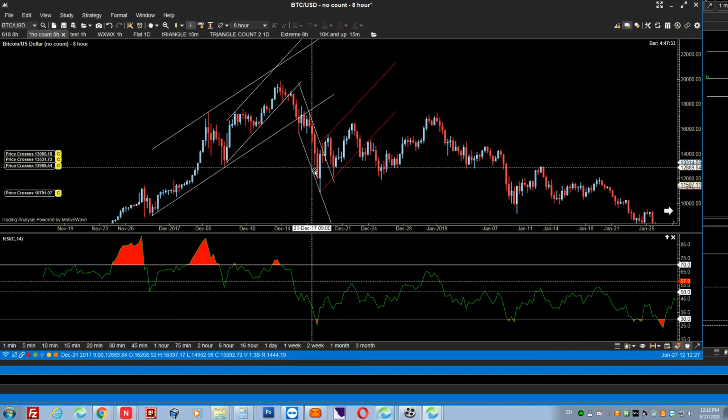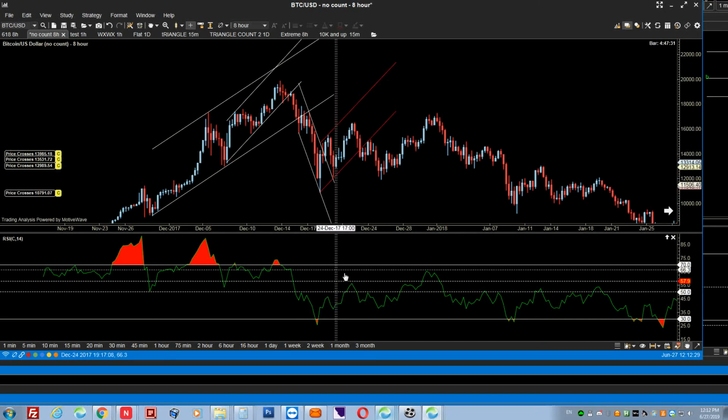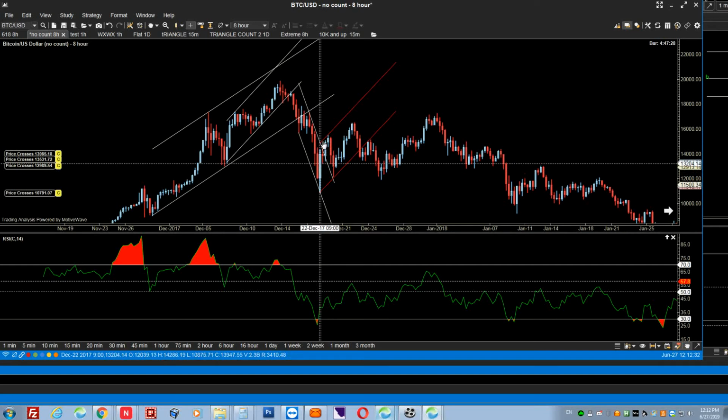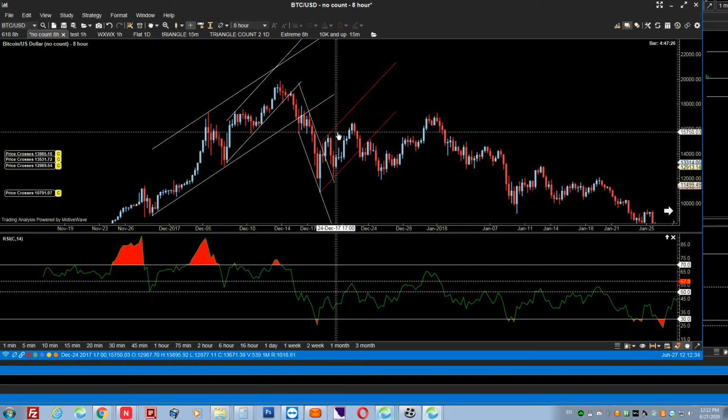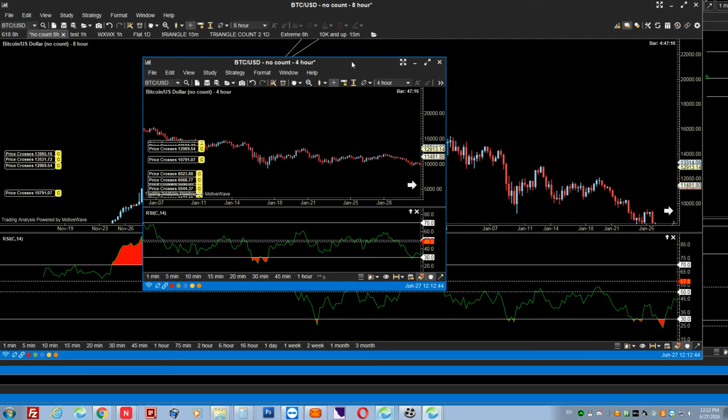At these pivots right here, you did not have any divergence. This one is higher than this. This also is higher than this. So there is no divergence in the 8 hours. Let's check the 4 hours. Let me look at my other screen. Yep, in the 4 hours, you got a reason why.